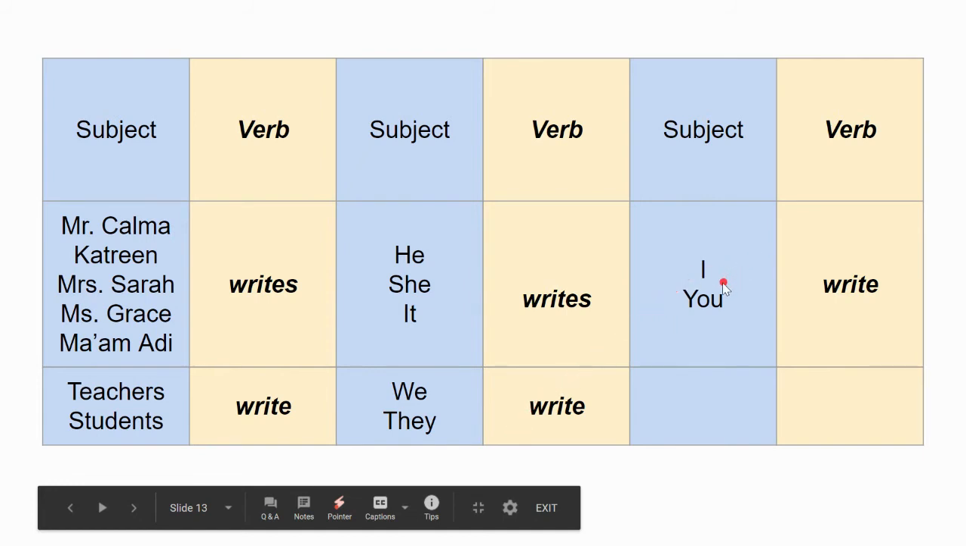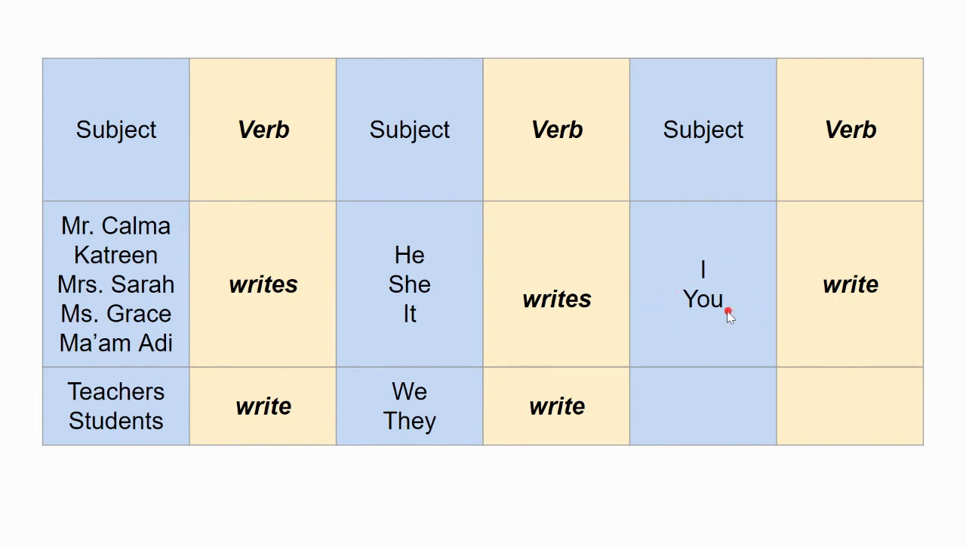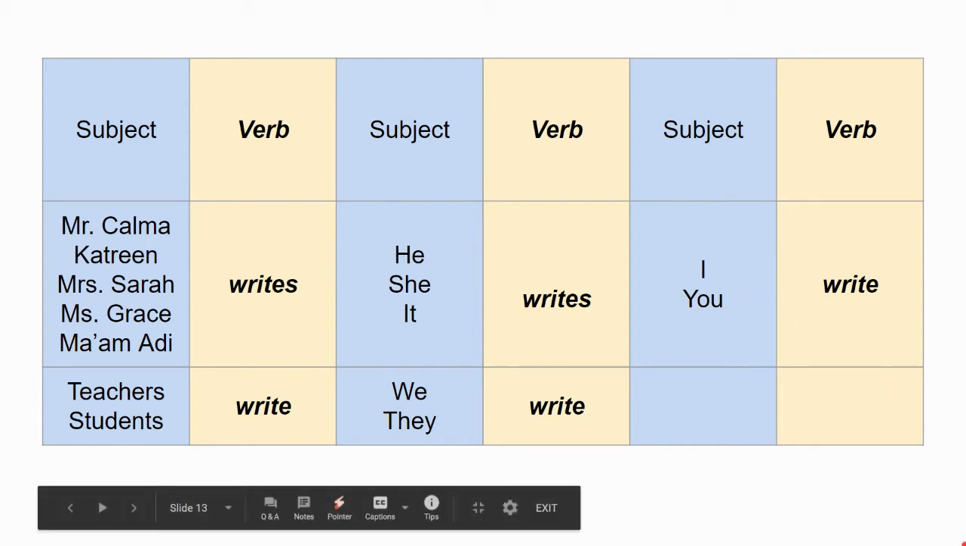The pronouns I and you are singular, but singular verbs do not follow after them. Instead, we use the plural form of the verb. For pronouns I and you, always remember the Barney song: I love you, not I loves you, and you love me, not you loves me. Let's proceed to our next slide.